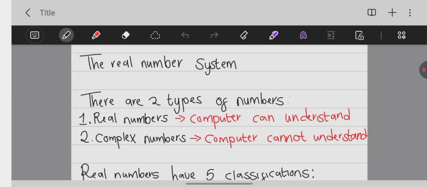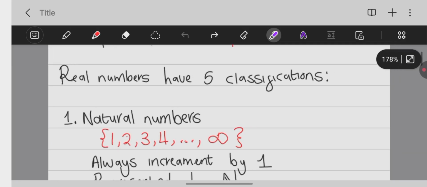So there's two types of numbers, like I wrote here. You have your real numbers, which is what the computer can understand. Hence, this is the theory behind computation. And then we have complex numbers, which is what the computer cannot understand, I'd like to think. So real numbers have 5 classifications.